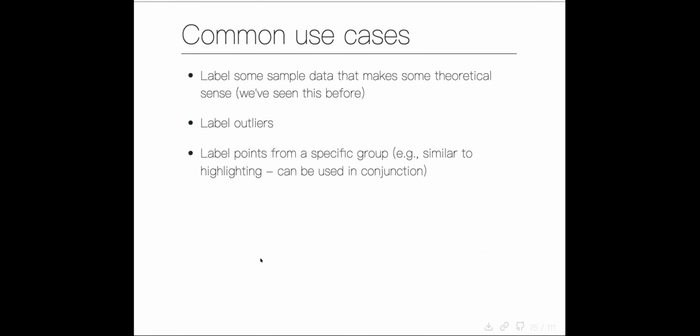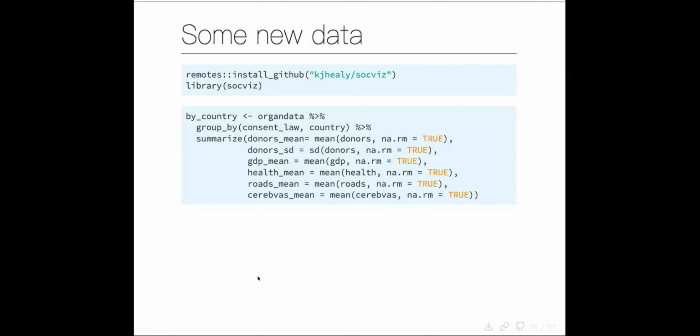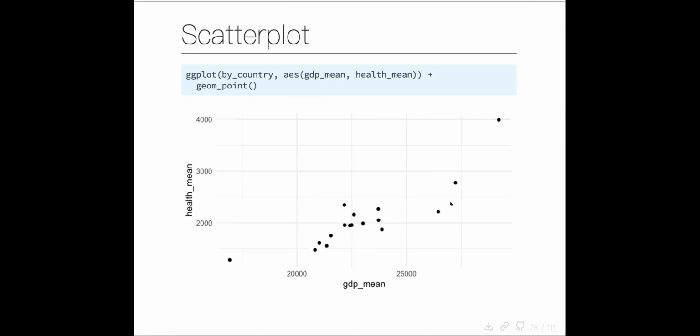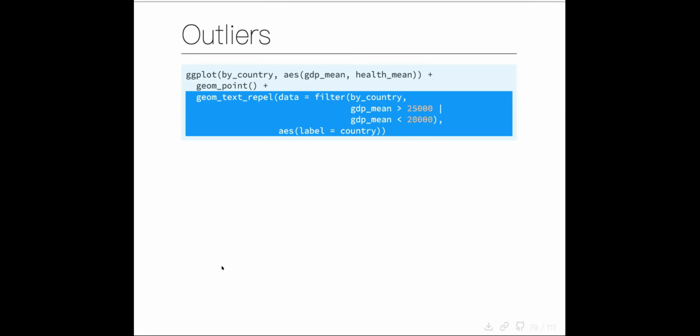Okay, so a common use case for this is, let's say there's some points that we want to label and others that we don't, right? You can subset your data to just those points and then call geomTextRepel. So for example, let's say we wanted to label some outliers. All right, this is a different data set. I've computed some means by country, so it looks like this. And we can create a scatter plot that looks like this, all right? So by country, GDP mean, and then the health mean.